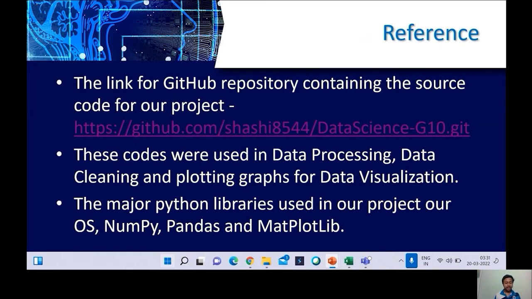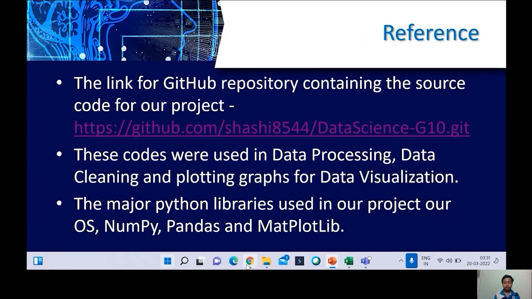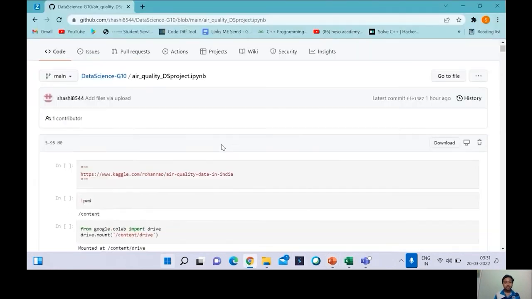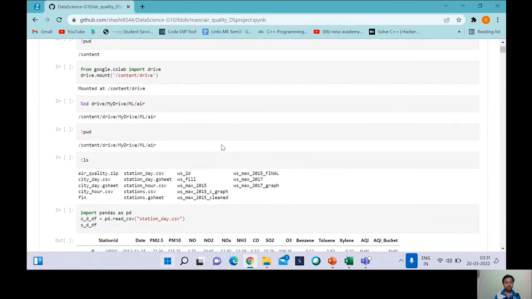In this slide, we have added the link of GitHub repository containing the source code of our project. These codes were used for data processing, data cleaning, and data visualization. The important Python libraries used in this project are OS, Pandas, NumPy, and Matplotlib. Here you can see our code that we have used in this project.